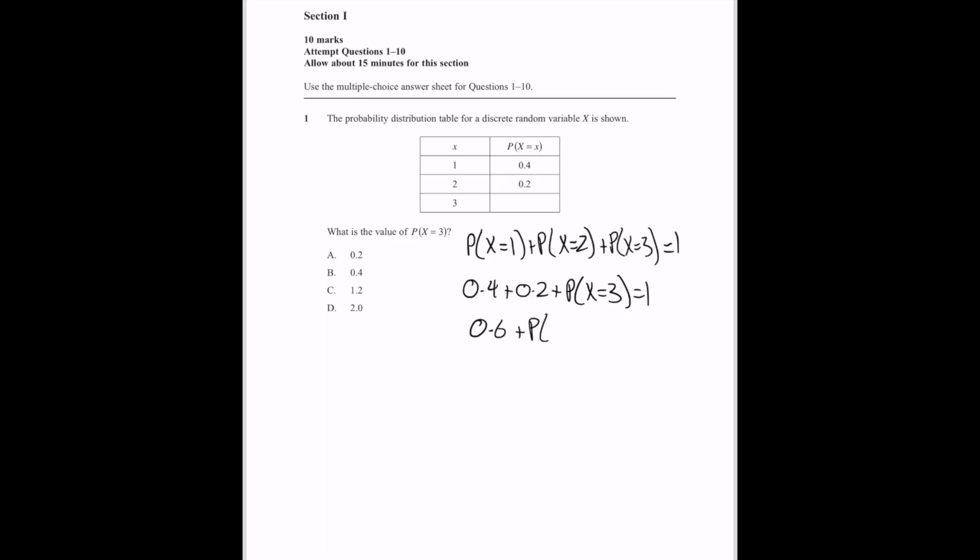0.6 plus P(x=3) equals 1. And then we solve it like an equation. And so we get our answer as 0.4, so B.